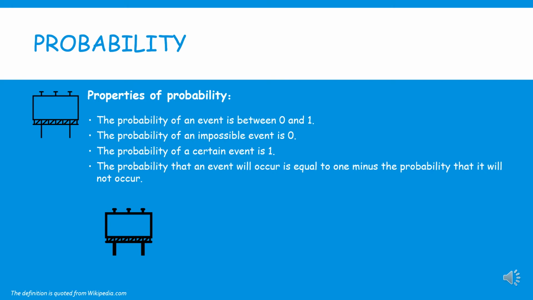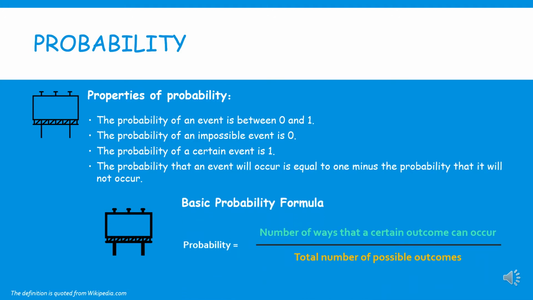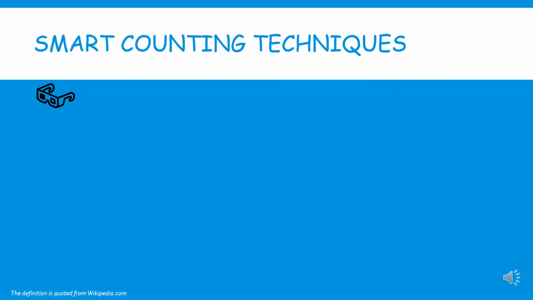A probability of an event is between 0 and 1, which means an impossible event's probability is 0 and a certain one's is 1. The formula, as shown here, is the desired outcome over the total number of outcomes. The hard part of probability is calculating these two parts. This is when we need to learn some counting techniques.